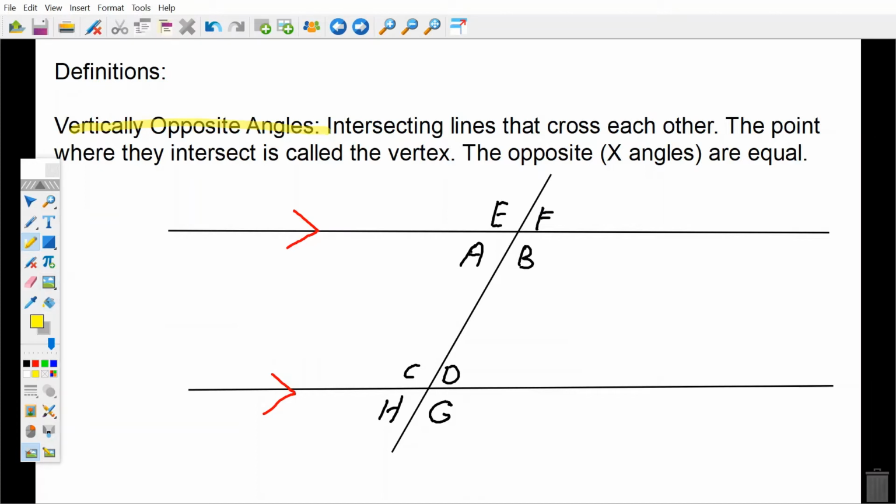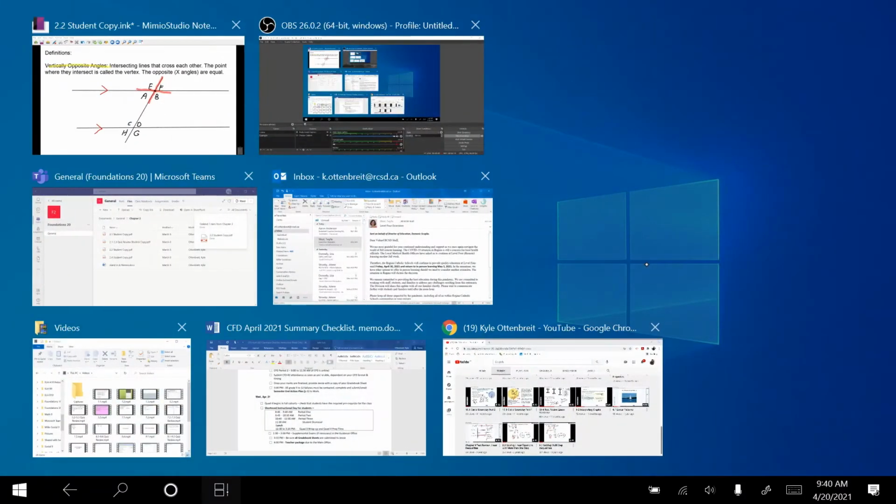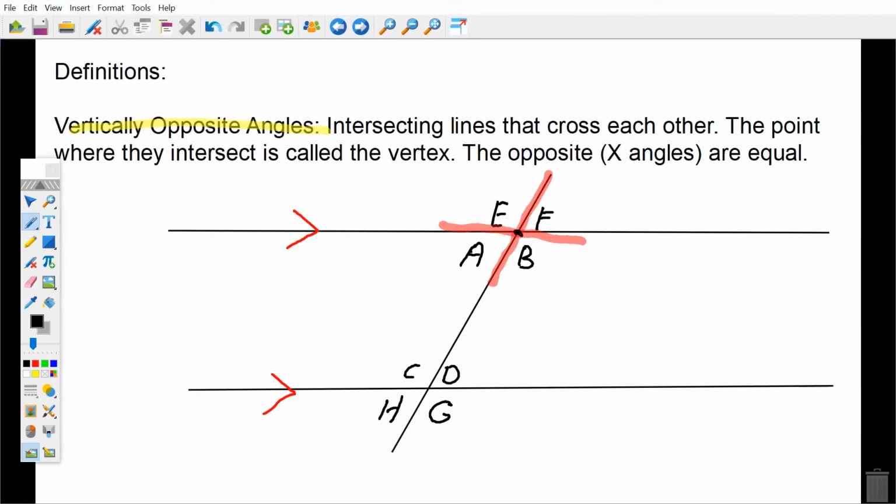So I'm going to demonstrate vertically opposite angles. Vertically opposite angles are like angle B and angle E. Those two are vertically opposite. They intersect at the vertex, which would be right here. The vertically opposite angles are equal. Therefore, angle E equals angle B. By the same token, angle A also equals angle F. So they are also vertically opposite.